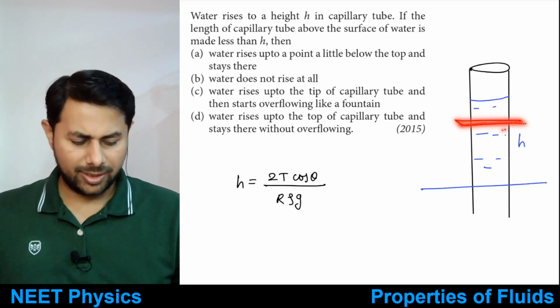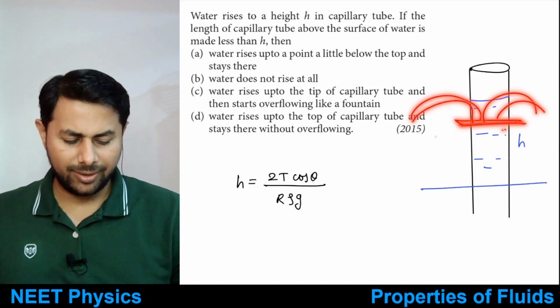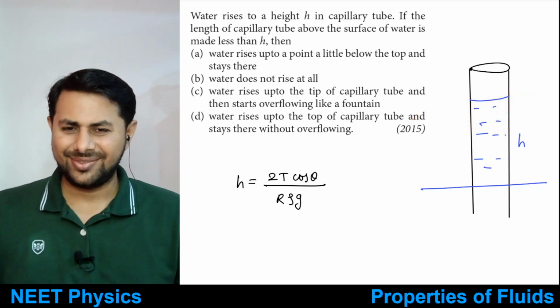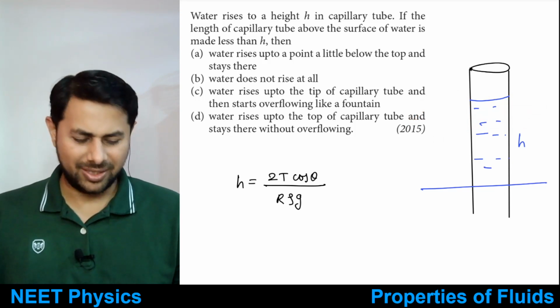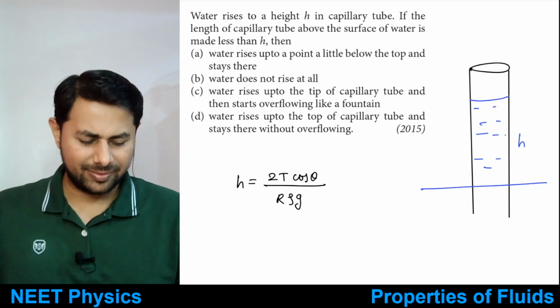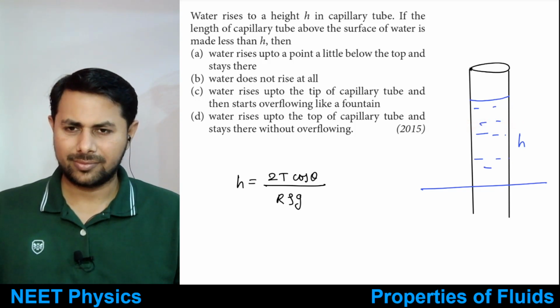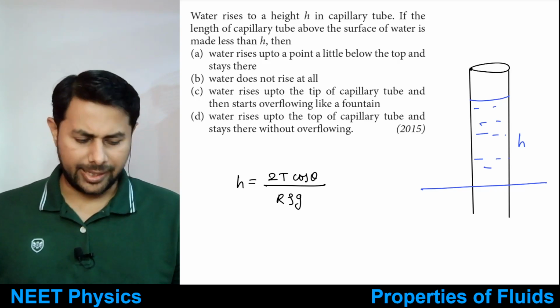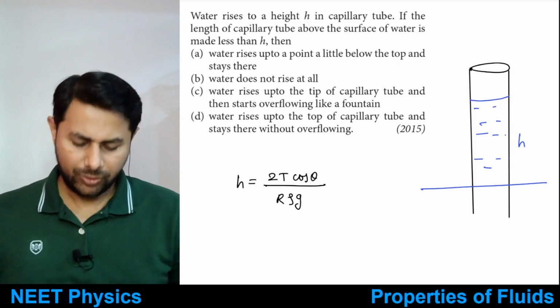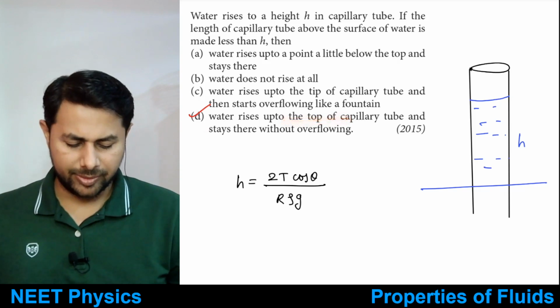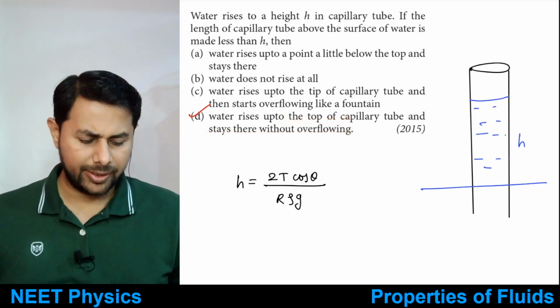So option C, it will overflow like a fountain. Okay, option D. Everyone is saying option D now. Why is it option D? Actually, it would be option D, that's correct. Water rises up to the top of the capillary tube and it will stay there without overflowing.